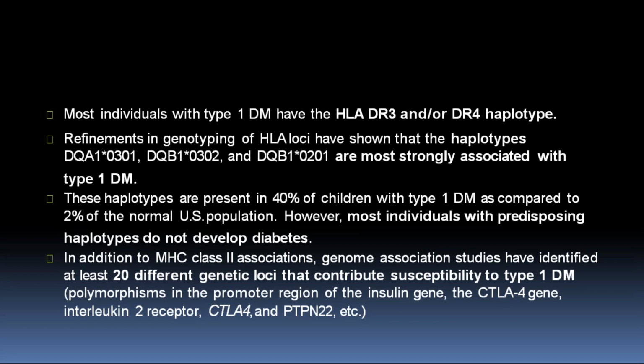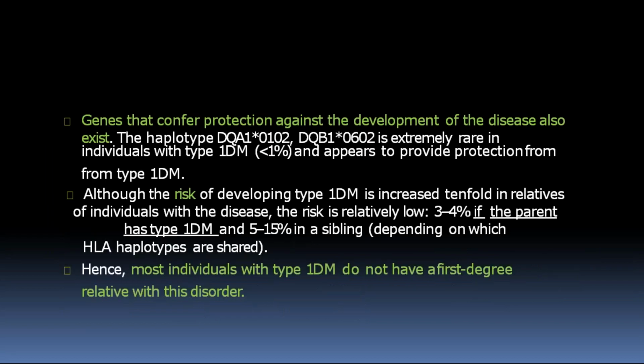In addition to the major histocompatibility class 2 associations, genome association studies have identified at least 20 different genetic loci that contribute susceptibility to type 1 diabetes mellitus. So genes that confer protection against the development of the disease also exist. And the haplotype DQA0102 is extremely rare in individuals with type 1 diabetes.